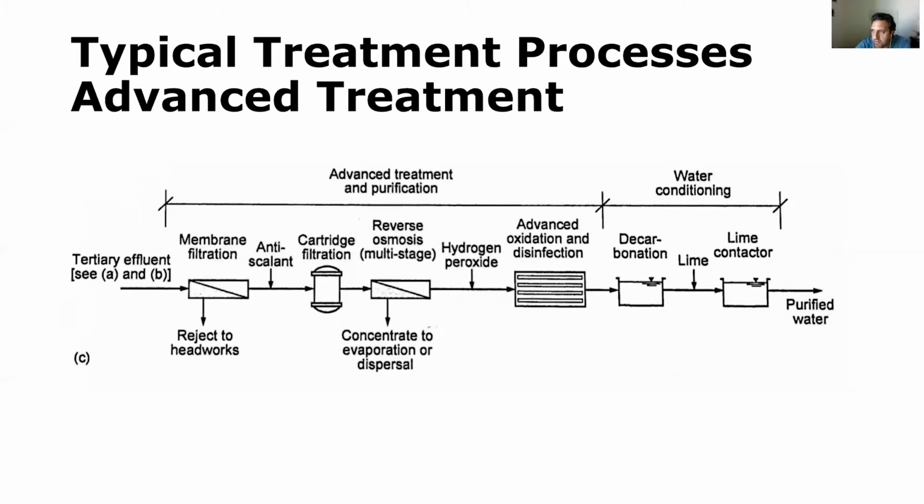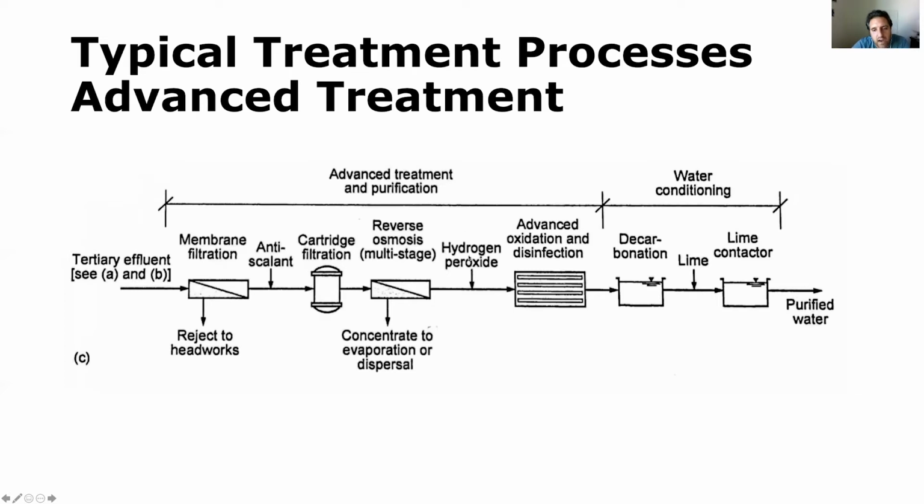In some systems where potable reuse is the end destination of the wastewater, after tertiary treatment, we would have an additional series of treatment processes, which are typically referred to as advanced treatment and purification. So advanced treatment processes look different in different systems, but one typical treatment train is membrane filtration, followed by cartridge filtration with reverse osmosis to remove essentially everything from the water.